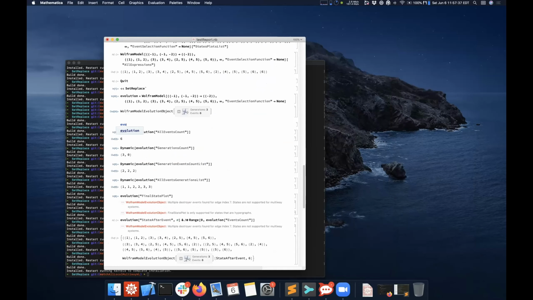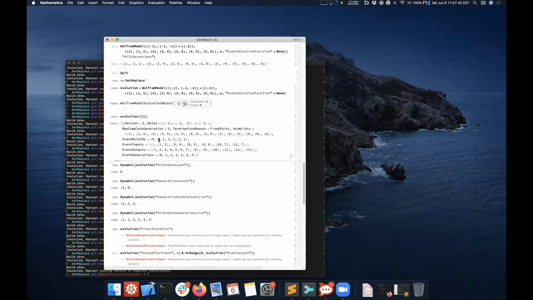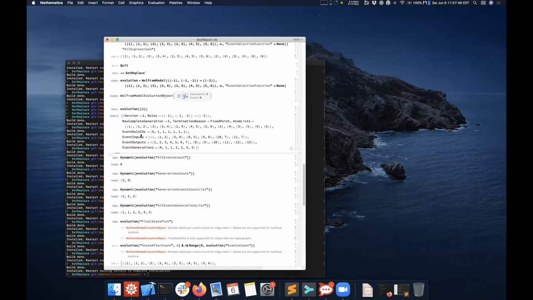So what is this now showing? Yeah, so this is a new format of the evolution object. It is now event-based. We have inputs and outputs for each event, generations for each event, and the rule that's used. So the input and output, those are labeling hyperedges, yes? The indices. Yeah, and the labeled hyperedges are from this list. So the numbers in that list are elements, not hyperedges.